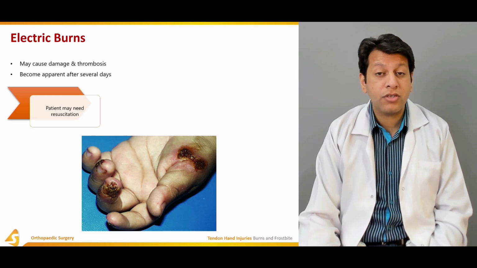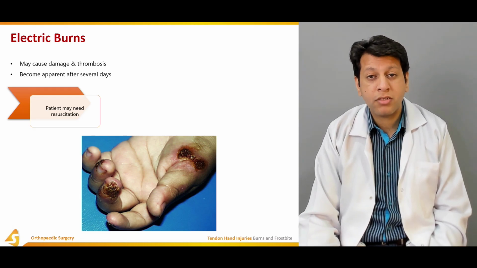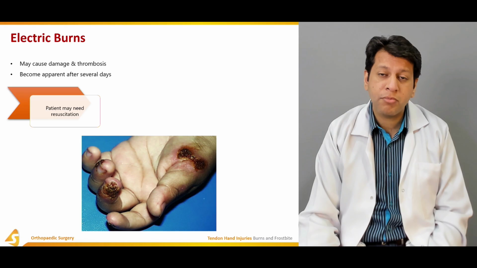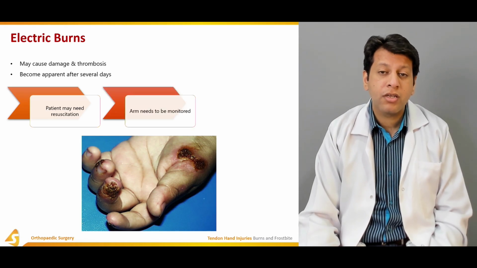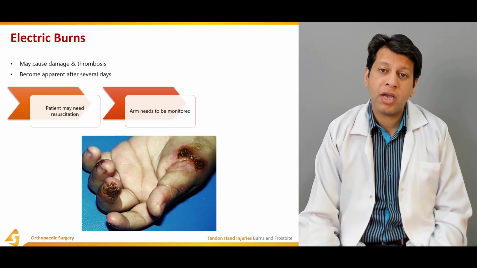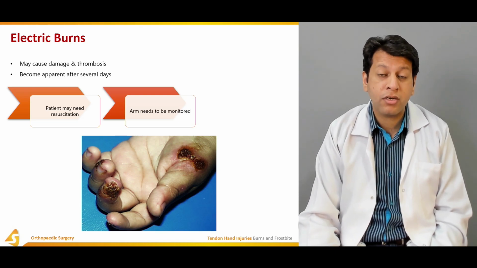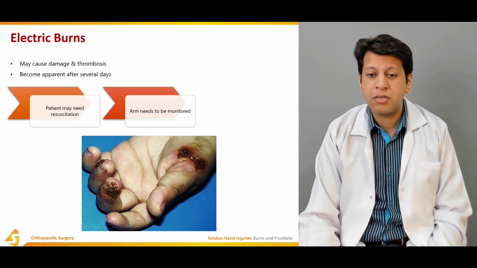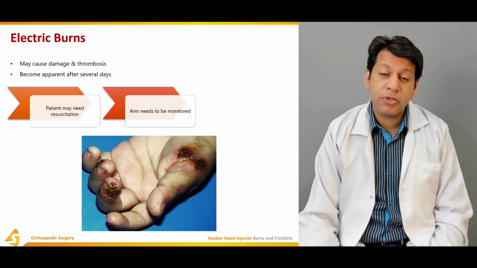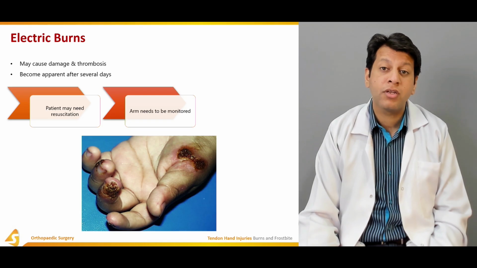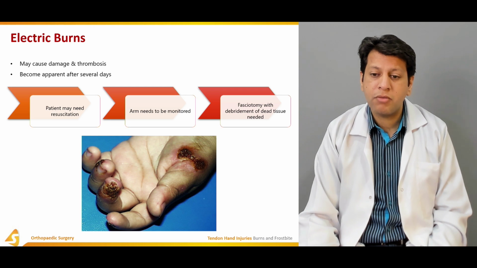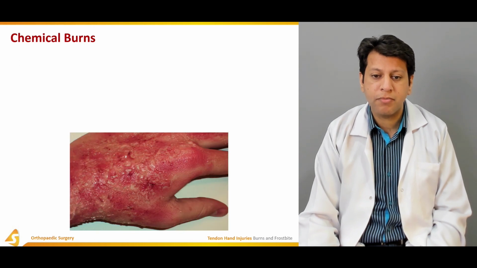The patient may need resuscitation initially. Why? Because when the current passes through the body, there could be acute fibrillation or tachyarrhythmias, which need to be looked out for. Similarly, there could be lysis of cells, hyperkalemia-associated problems, and renal shutdown due to rhabdomyolysis, and that also needs to be taken care of as per ATLS protocols. The arm needs to be monitored, because there will be massive swelling as the myoglobin breaks down, and there is always a very high chance of compartment syndrome. Fasciotomy with debridement of the dead tissue is always needed.